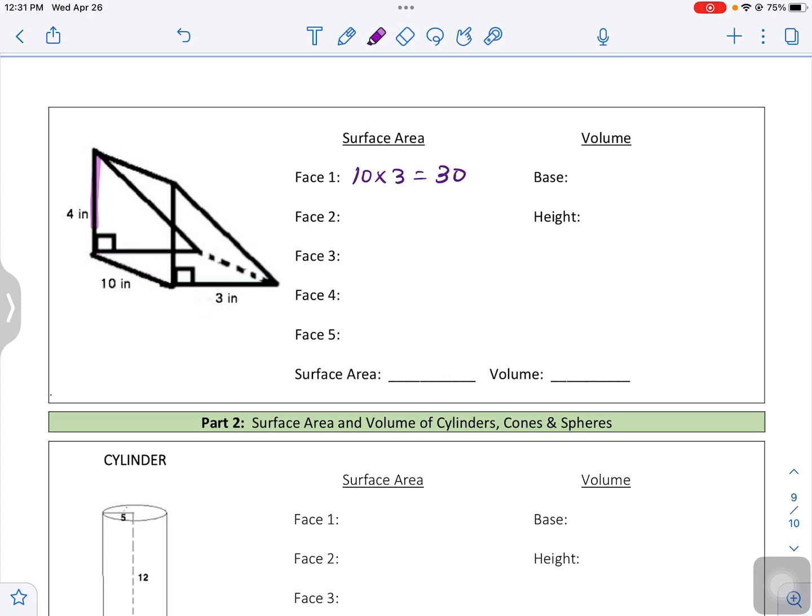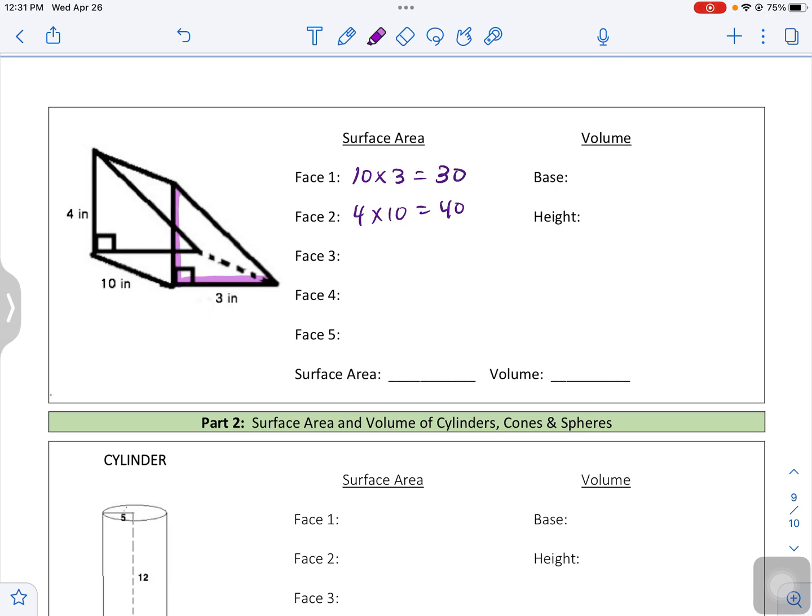So I'm going to do this left side here. So here's the base I'm trying to find now. You can notice this is 4 times 10. So 4 times 10 is 40. All right, so now I also see triangles.